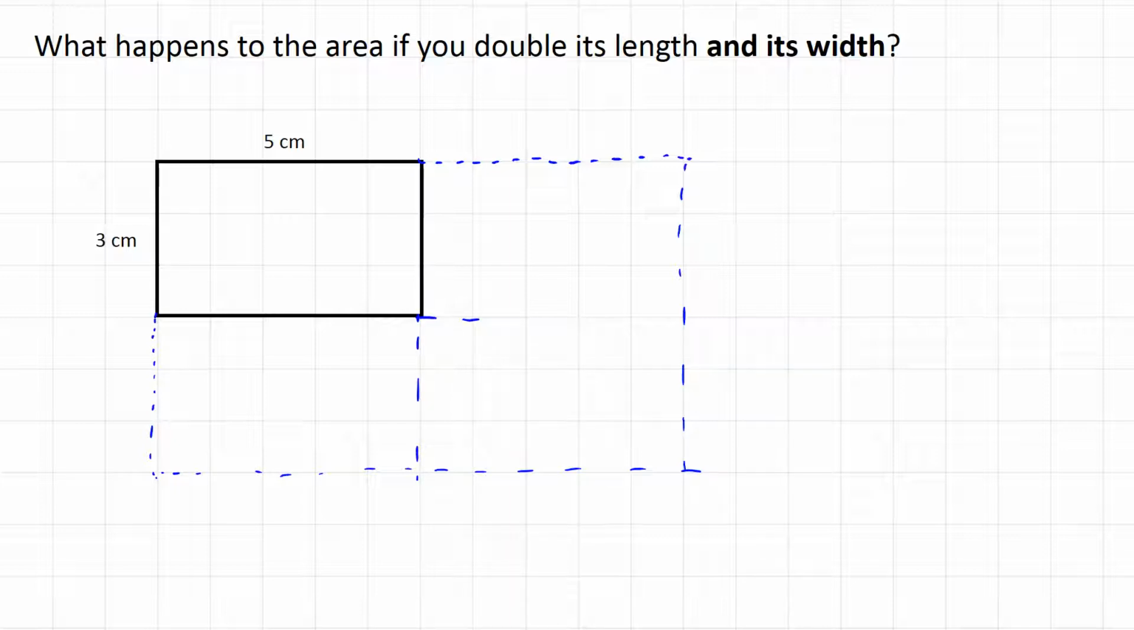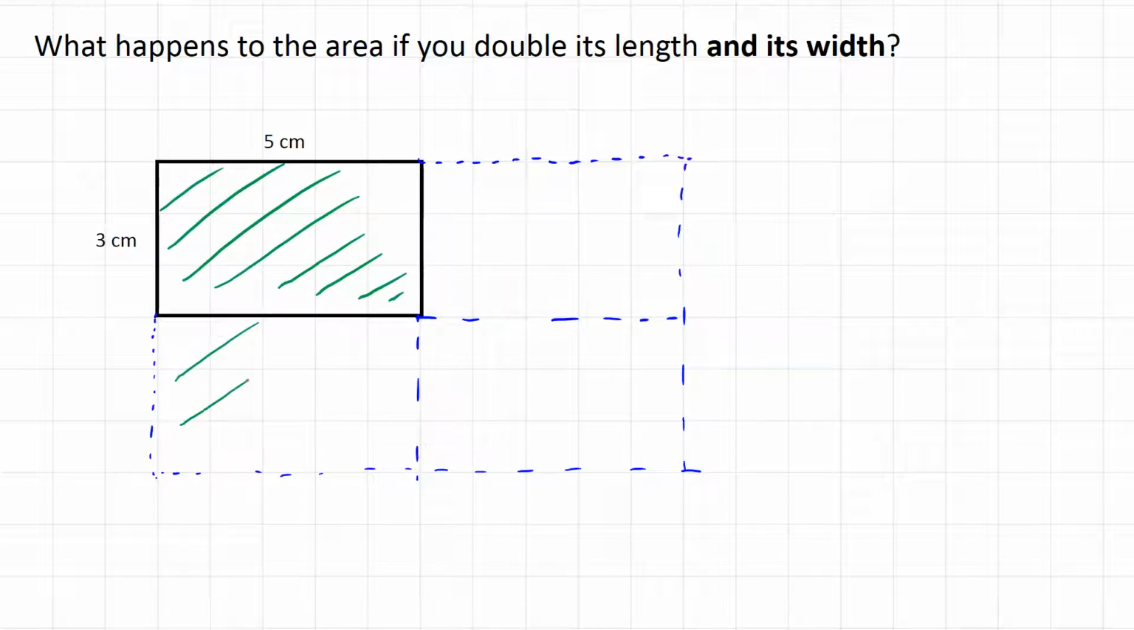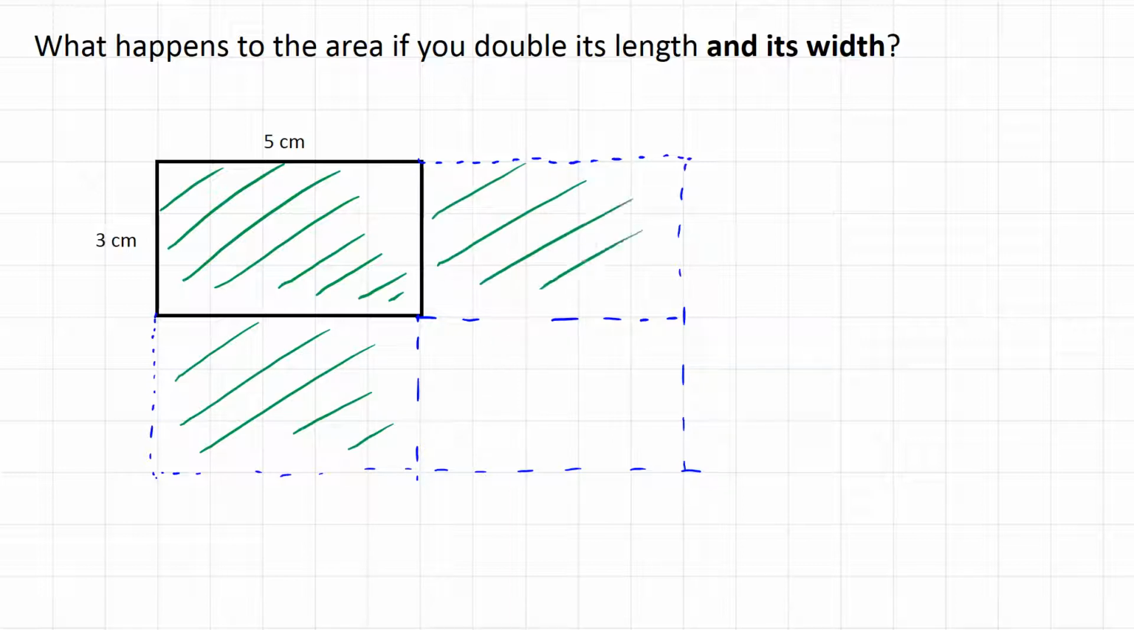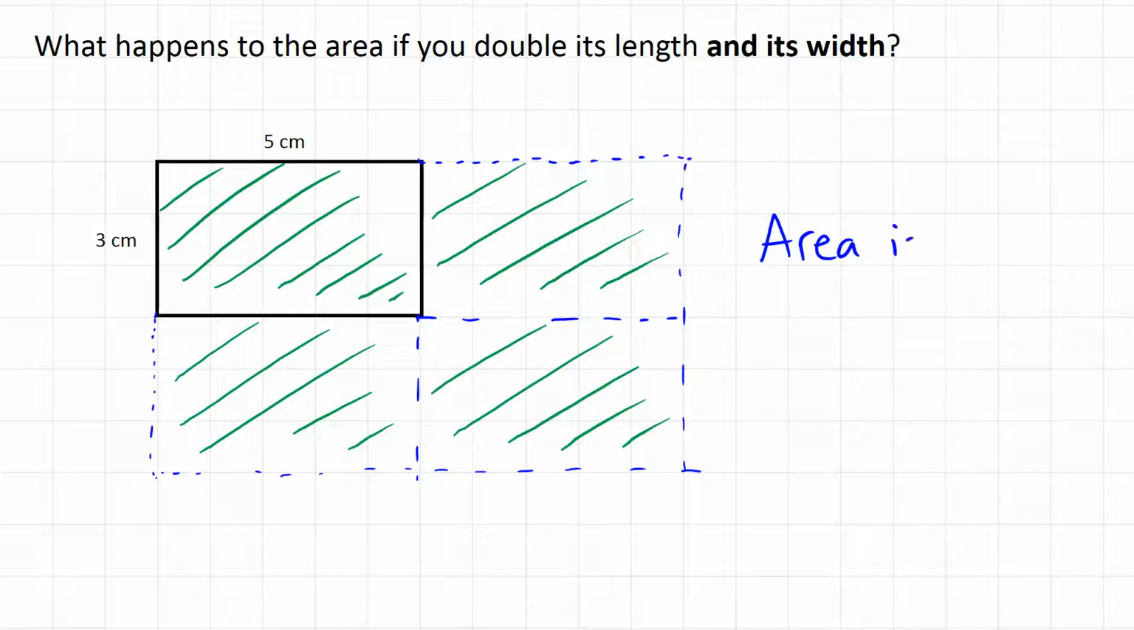Well, again, you can see that by doubling the width and the length, what we've done is we've made 4 of the original areas. So we have quadrupled, or we'll just say it with times. So we'll say the area is 4 times bigger, or 4 times larger. So by doubling both dimensions, we make it 4 times bigger. 2 times 2 is 4.